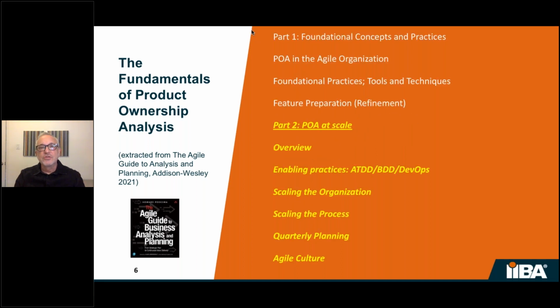And so we're going to just quickly give you an idea where we're headed today. I'm going to do a quick overview of the topic and why it is an issue at all, because product ownership analysis at scale, you might think, might be the same as product ownership analysis that's not at scale. And we'll look at why you might think that and why that's not the case. Then we'll look at some enabling practices that are extremely helpful to be effective at Agile at scale.